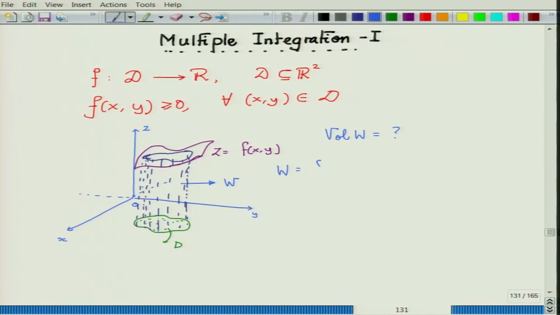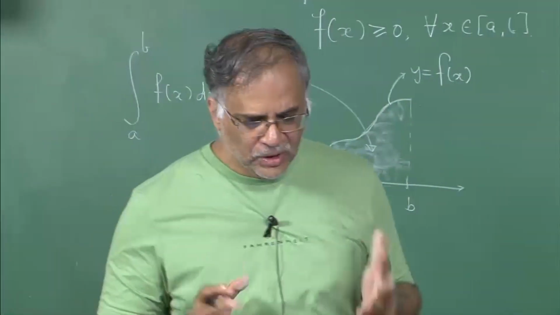If you look at W, it consists of all (x, y, z), where (x, y) is in D and z is non-negative and less than or equal to f(x, y). That is exactly the region. If you are on the surface, then z is equal to f(x, y), and if it is below, z is less than f(x, y), and that is what you are trying to find the volume of.